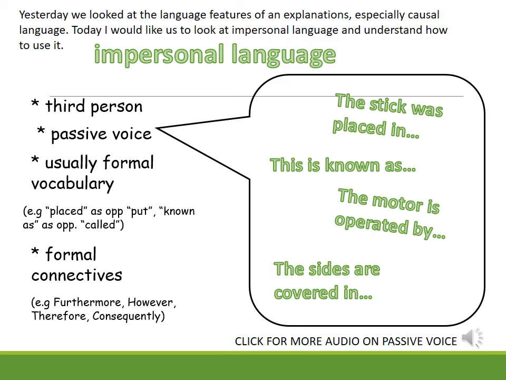Passive voice is a way of writing in a more formal style, which is in keeping with impersonal language. It's not about the person who's doing the action, it's more about what the action is. So the example is the stick was placed in the bucket, rather than I put the stick in the bucket. It's the stick was placed in the bucket, because the important thing is about the action, not about who is doing it.